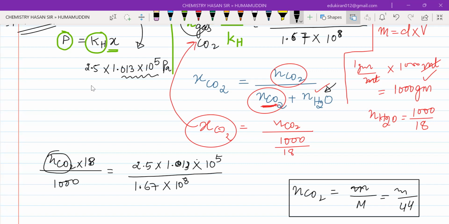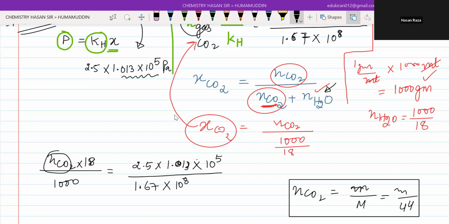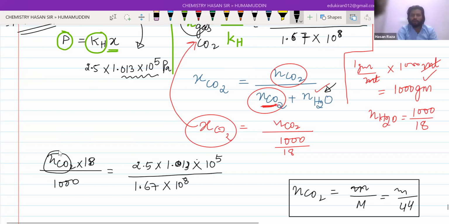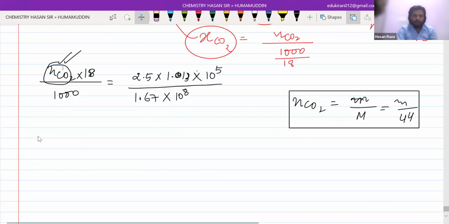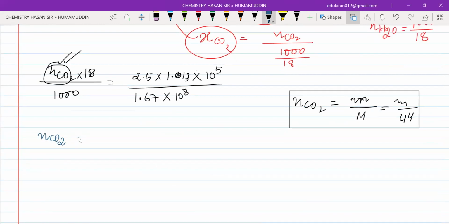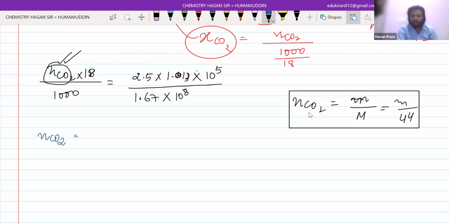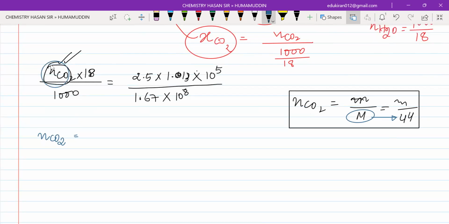Are you done with this? NCO2 is 1, I got. Number of moles you have got 1. Number of moles 44 you have got. After solving this, you got the number of moles 44. No, you can see, I'm going to solve for NCO2. M is molar mass, right? This M is molar mass, I already have written. I told you to calculate the value of NCO2, the number of moles of CO2. Okay, sorry.